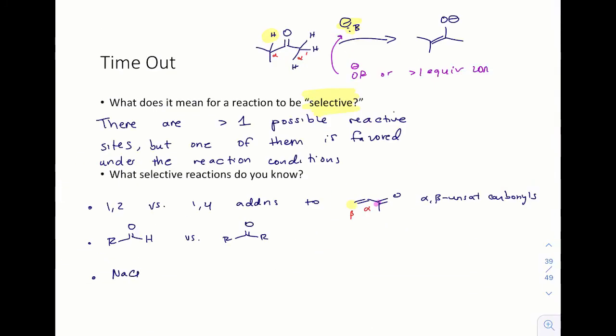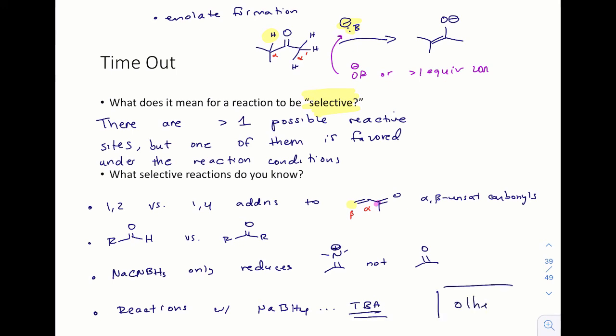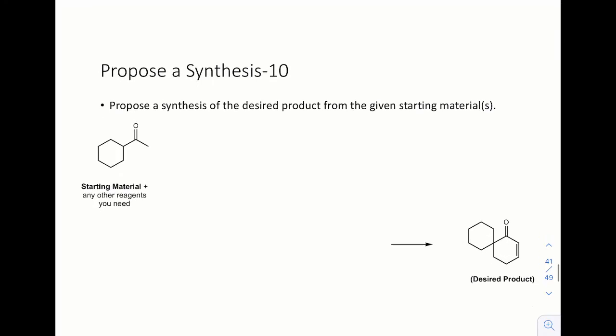We've seen that sodium cyanoborohydride only reduces iminium ions. Even in the presence of a ketone, only the iminium will be reduced. We will soon see that certain functional groups will react selectively with sodium borohydride as well, as we proceed into the next part of the course. Well, there are probably some other selective reactions that you know, so list them, and be thinking about them when you're solving synthesis problems. Speaking of solving synthesis problems, let's try one more problem before we end this video.